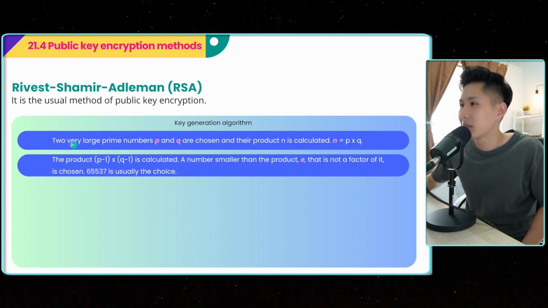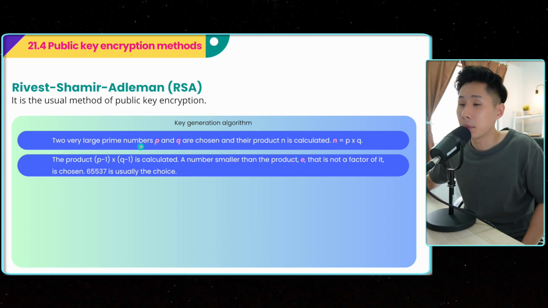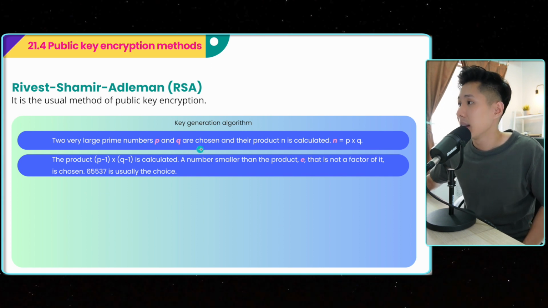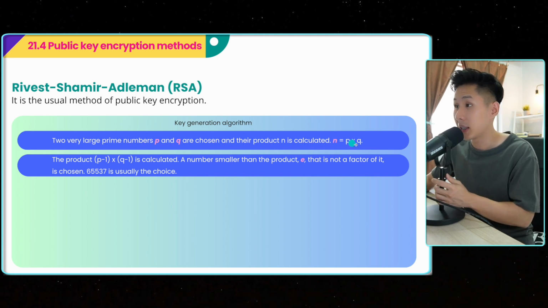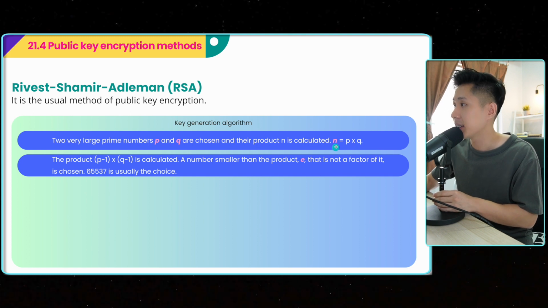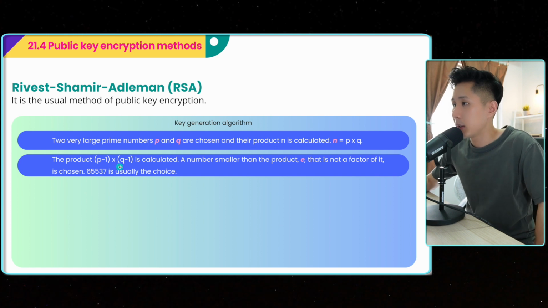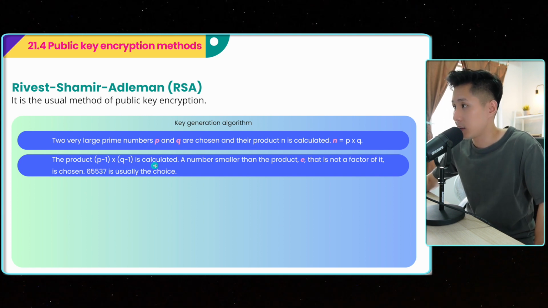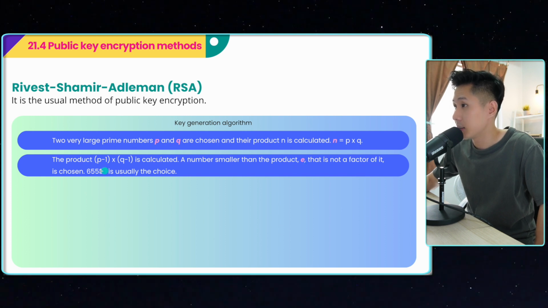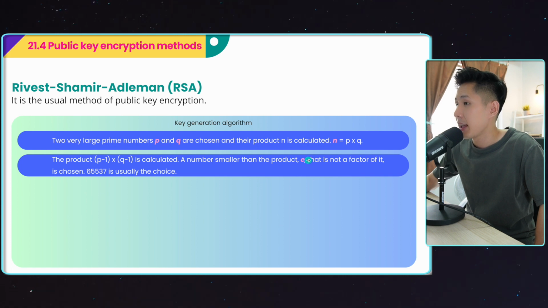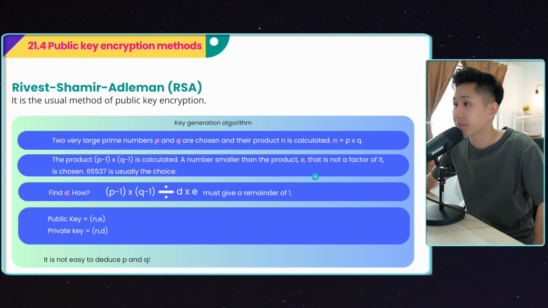Now, first of all, 2 very large prime numbers. A prime number means a number that can only be divided by itself and 1. They are chosen and their product is calculated using n equal to p times q. I'm highlighting the important terms here, so just take note. And the product (p minus 1) times (q minus 1) is calculated. And a number e, smaller than that product and not a factor of it, is chosen. And 65537 is usually the choice.